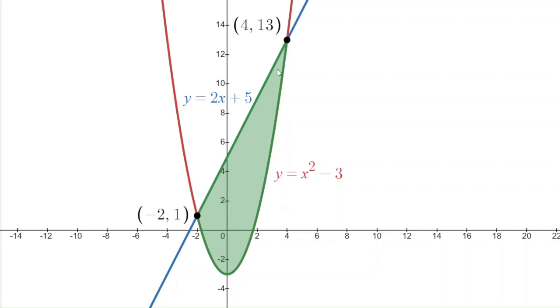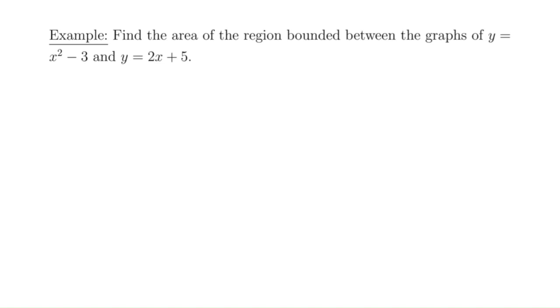But notice, what is the top function here? Well, the top function is 2x plus 5, and the bottom function is x squared minus 3. So the way that we'll find the area is to do the integral from -2 to 4 of the top function, 2x plus 5, minus the bottom function. And you want to make sure you put the bottom function in parentheses here. We're subtracting this whole thing, not just the first term, x squared. So let's go ahead and do this.